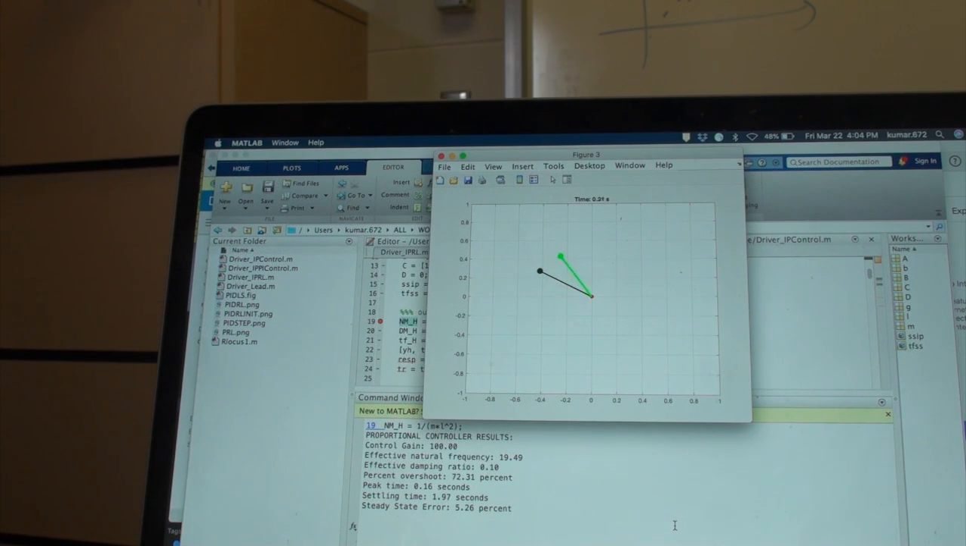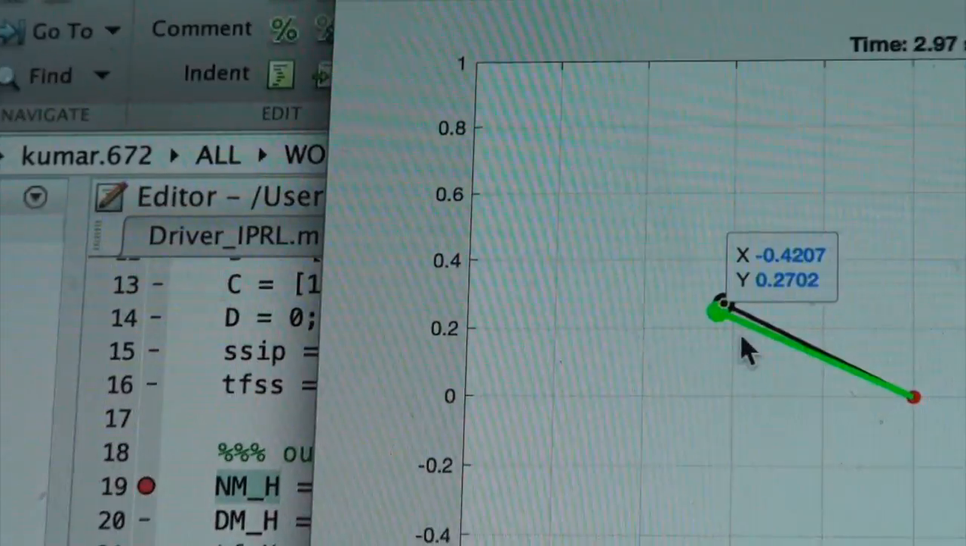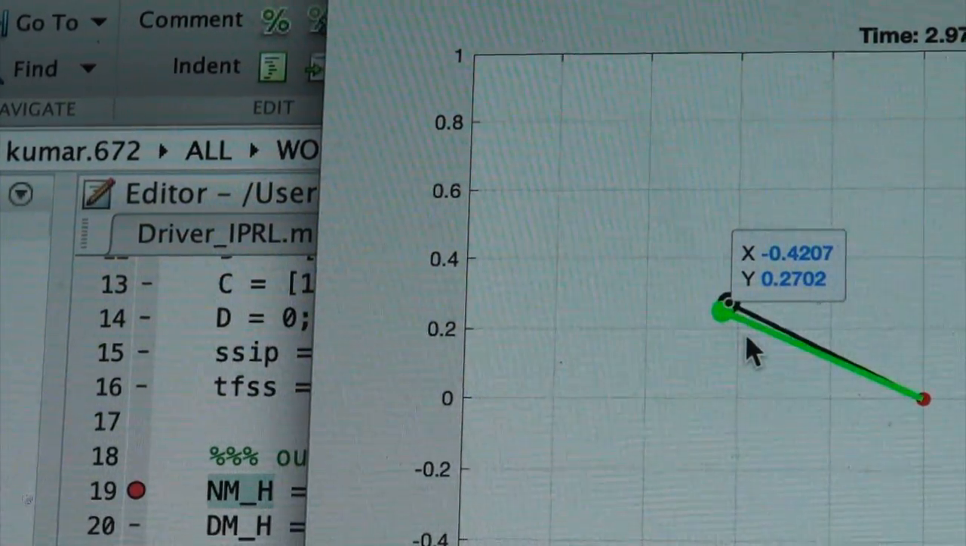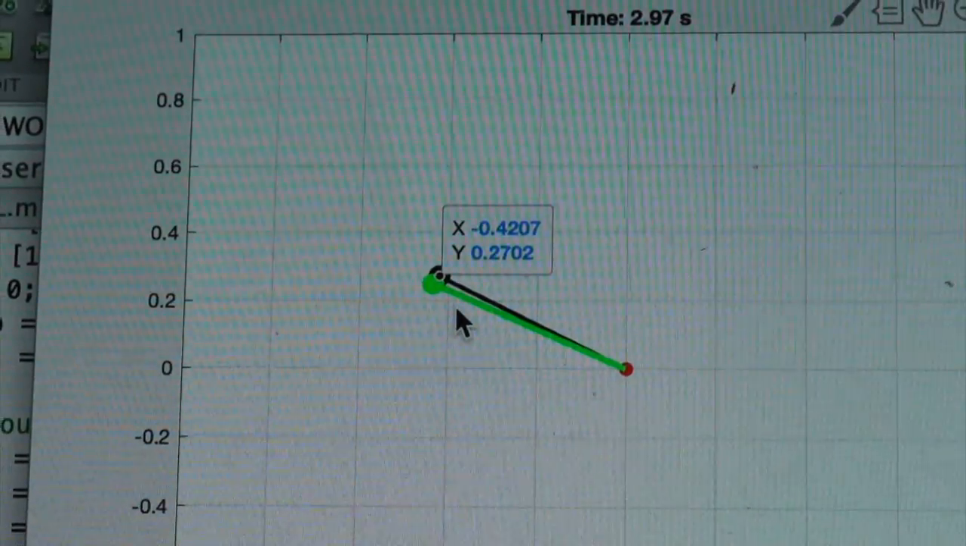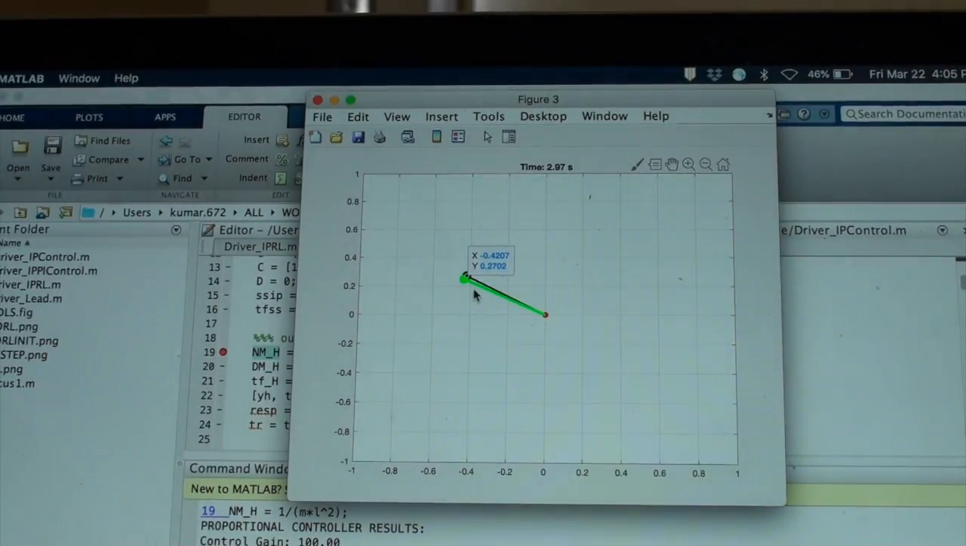Okay, so that's the response now. It works. The overshoot was pretty bad. As you can see, it shot across where you wanted it to be, but then it came back and then it settles down with a steady state error. You have not been able to reach the desired location. So there is some steady state error, but the result is pretty decent.